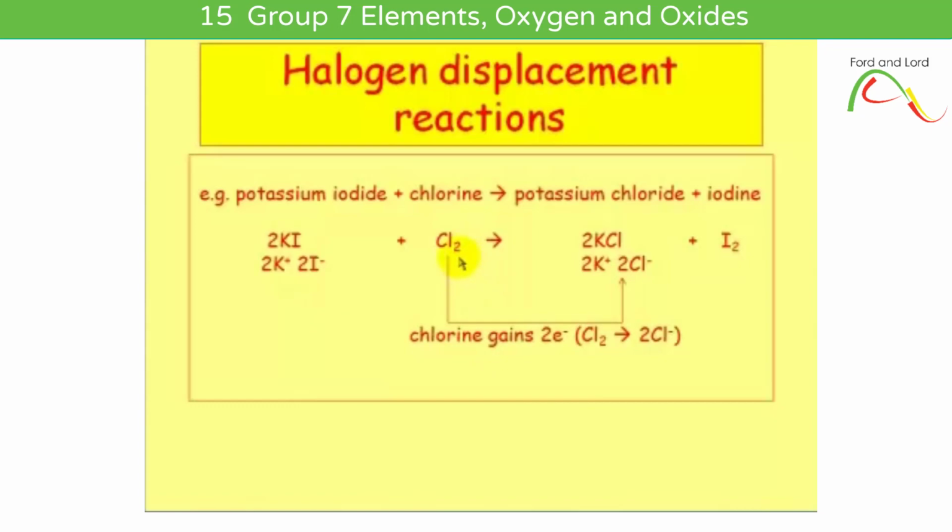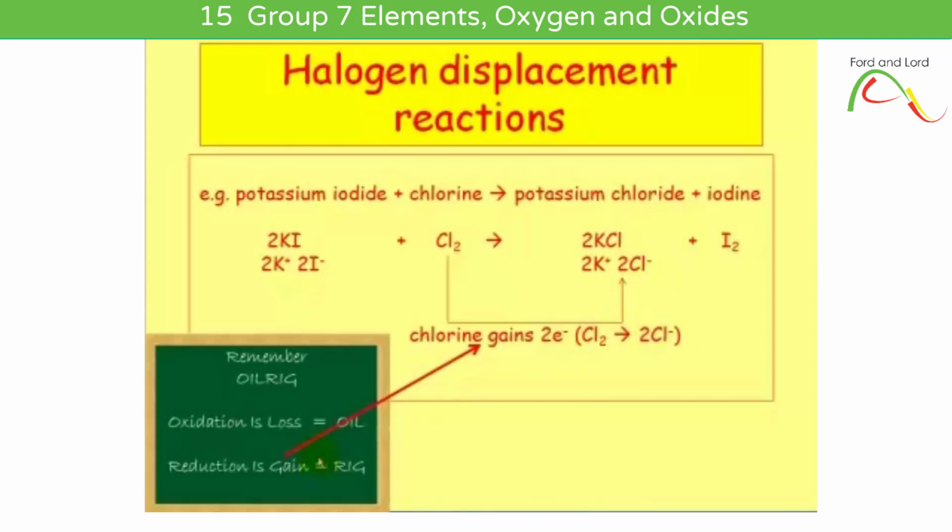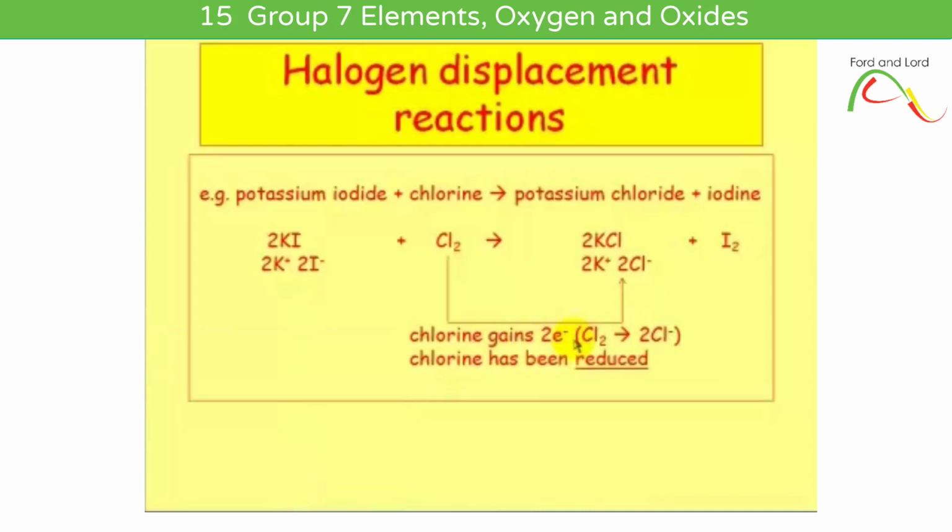Right, what's happened to chlorine? Well, the chlorine molecule has taken on the 2 electrons from potassium to become Cl-. It has now gained electrons. That's what gives the negative charges, gained electrons. Do you remember? Reduction is gain. So chlorine's gaining 2 electrons, therefore we must be able to say that chlorine has been reduced.